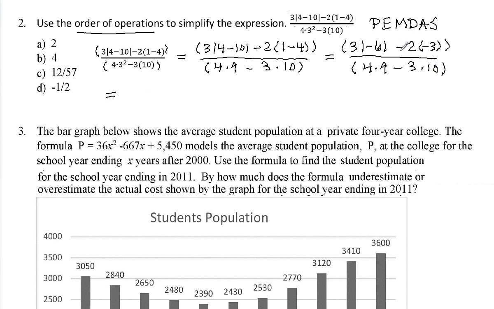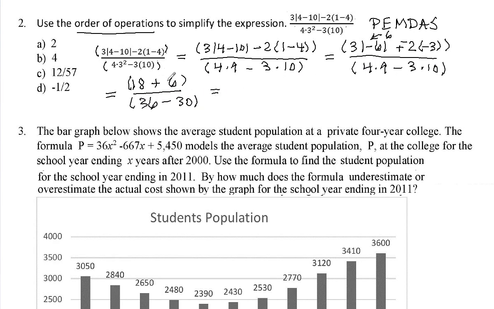So I am going to take this subtraction here and change it to add the opposite. So now I've got 3 times the absolute value of negative 6, which is actually 6. The absolute value of negative 6 is positive 6. So this is 3 times 6, which is 18. And then plus negative 2 times negative 3, positive 6. And in the denominator, 4 times 9, 36, minus 3 times 10, 30.